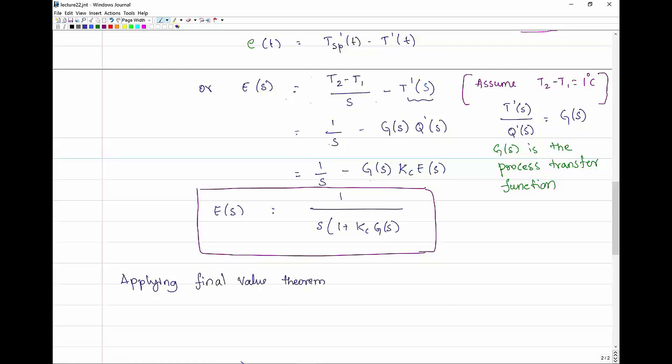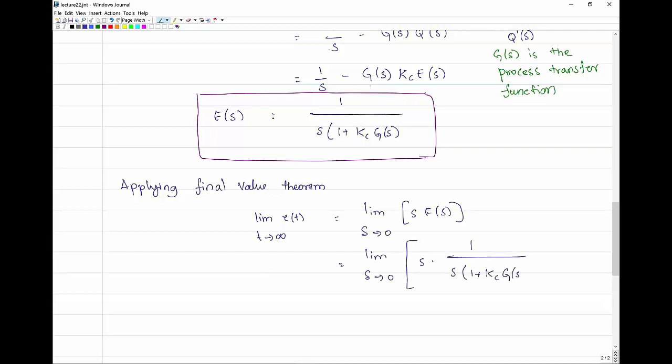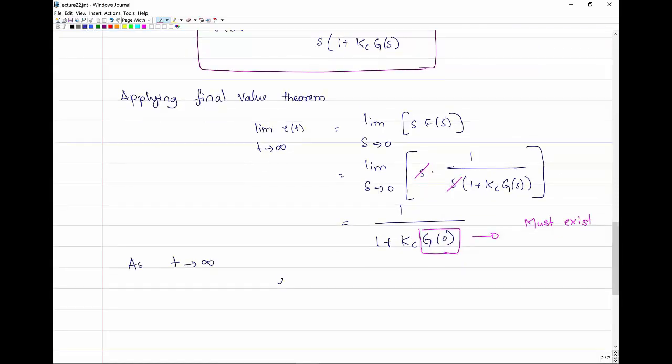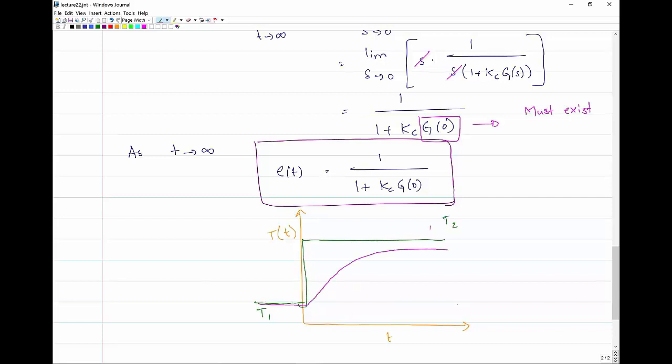If a proportional controller were to leave no error eventually as t goes to infinity, we should be able to find that using the final value theorem. So the limit of E of t as t goes to infinity is equal to the limit of s going to 0 of s times E of s. You will notice that this limit in fact does not go to 0 as s goes to 0. G of 0 must exist for this limit to exist. In other words, if I were to plot the response of a proportional controller to a step change, we will notice that the response will never reach the set point. The actual temperature will never reach the set point.